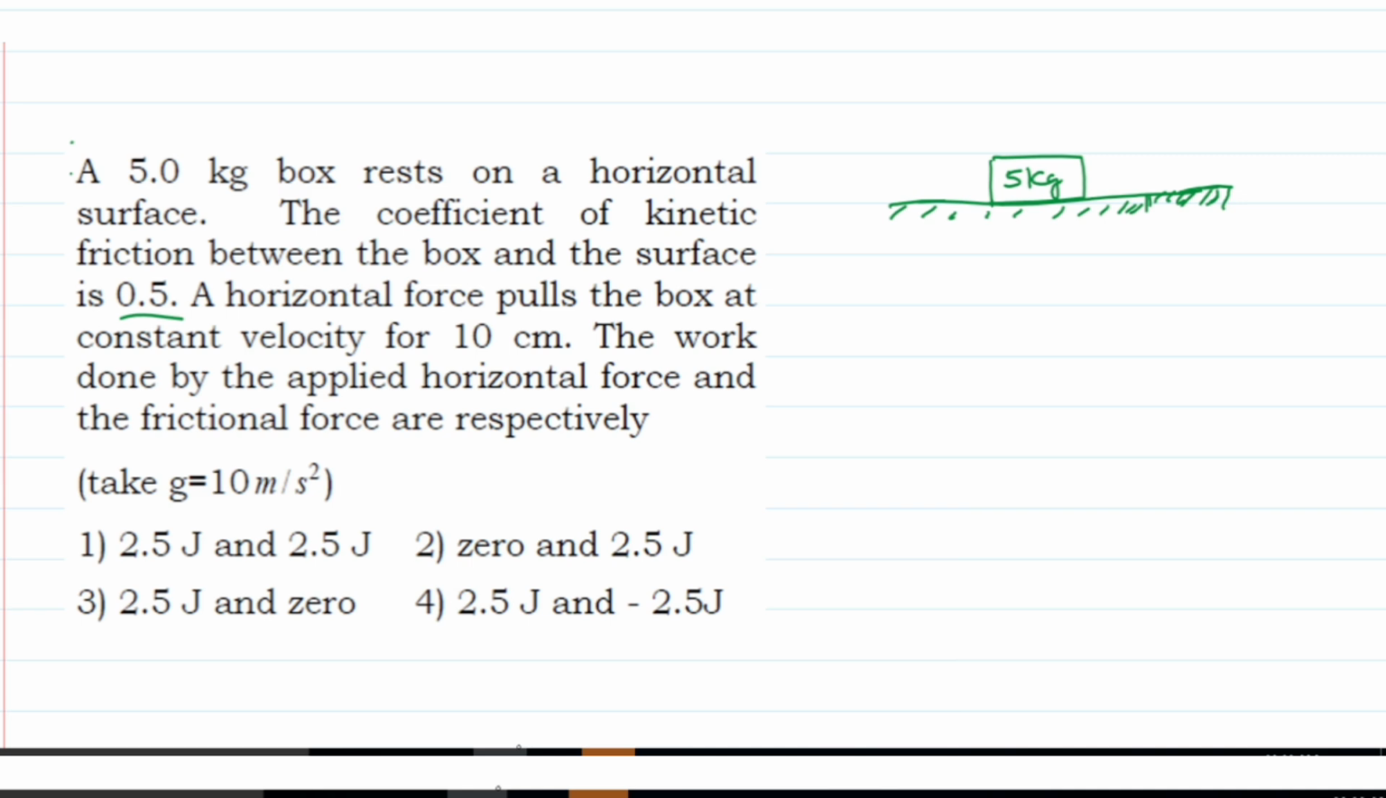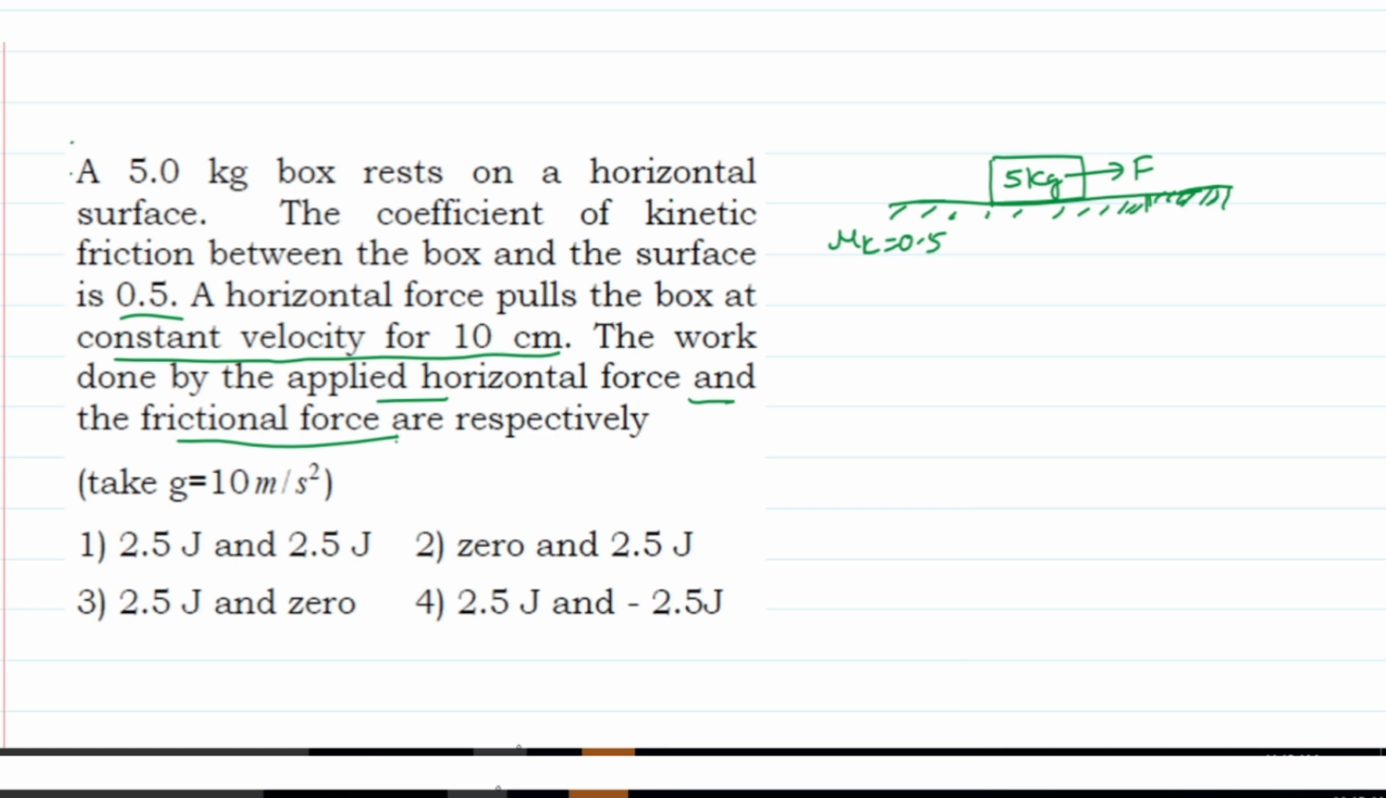Here you are applying a force on a rough surface, and the coefficient of kinetic friction, mu k, is given as 0.5. A horizontal force pulls the box with a constant velocity for 10 centimeters. The displacement of the body is given, so you are going to pull the body 10 centimeters. They are asking for the work done by the applied force as well as the work done by the frictional force.